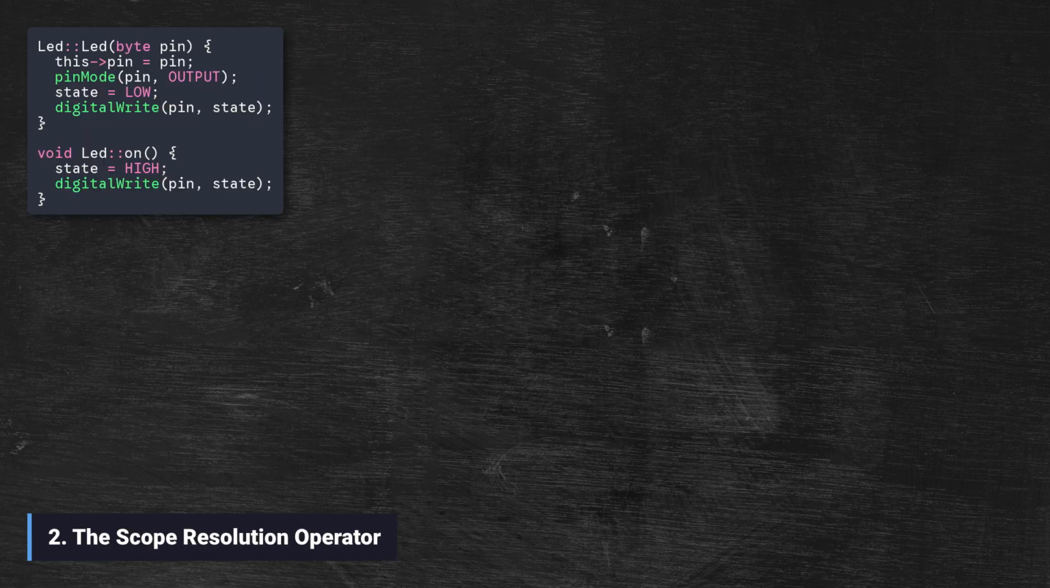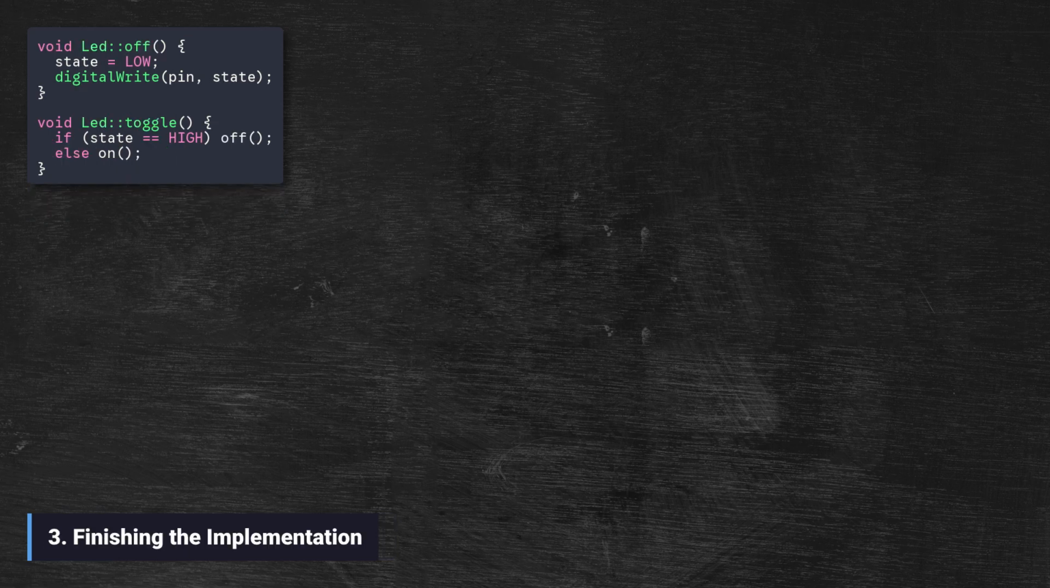To tell the compiler that these functions belong to our lead class, we use the class name followed by 2 colons. This is called the scope resolution operator. Without it, the compiler would think these are just regular global functions. We then complete the rest of our methods. Notice how the logic is exactly the same as before, but it is now neatly tucked away in its own file. This makes our project much more modular and professional.